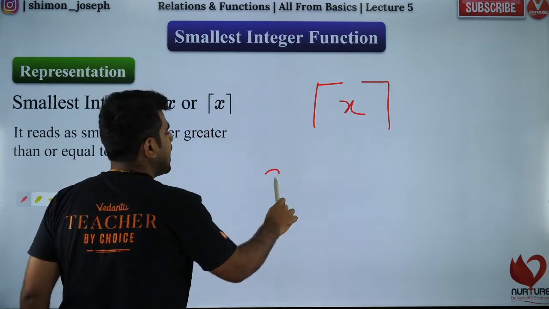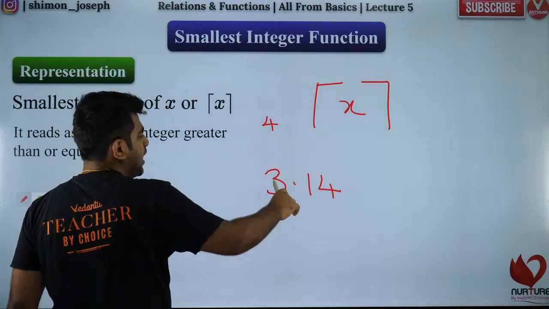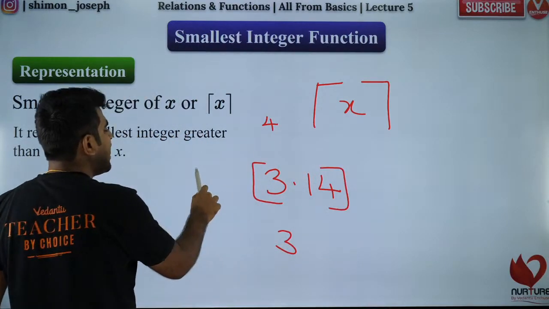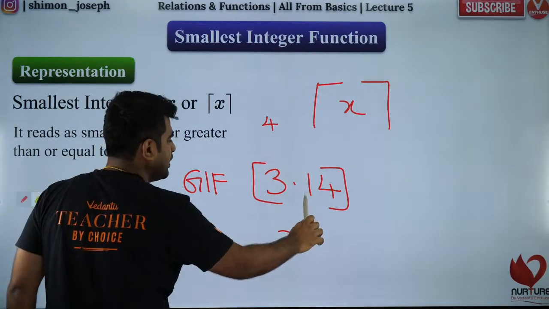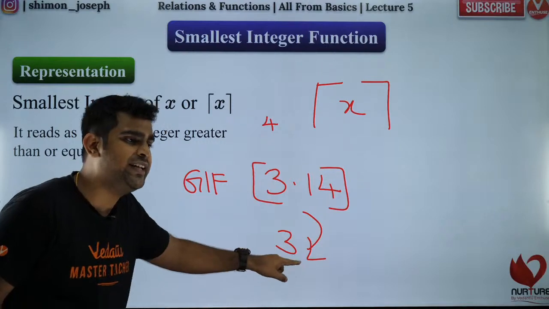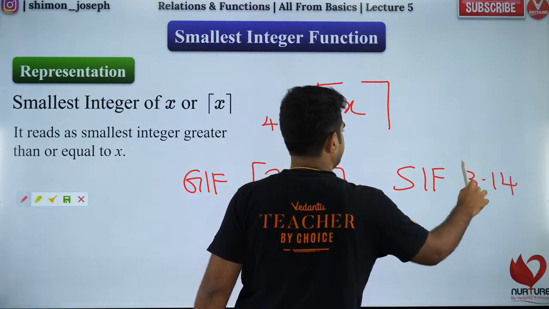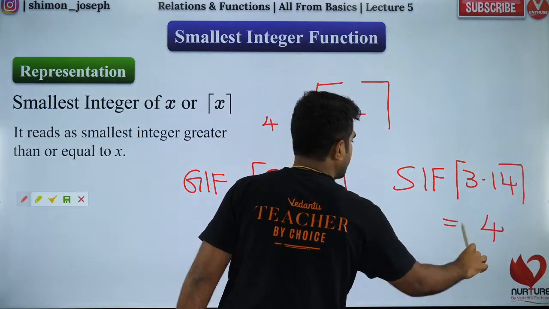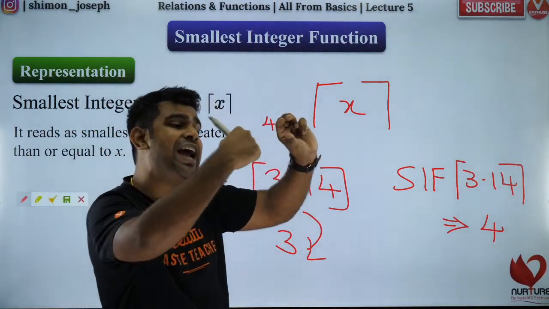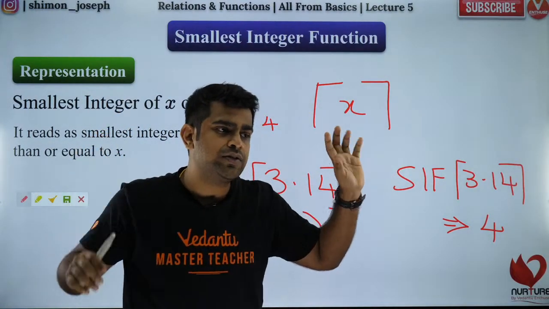So now if I give you a number 3.14, what is the next integer? The next integer is 4. The previous integer is 3. So if I say greatest integer function of 3.14, it will be 3. But if I say SIF of 3.14, it will be what? It will be 4. So smallest means don't think it will be small in number. It is the smallest integer greater than x. Are you all clear? So the answer will be 4.